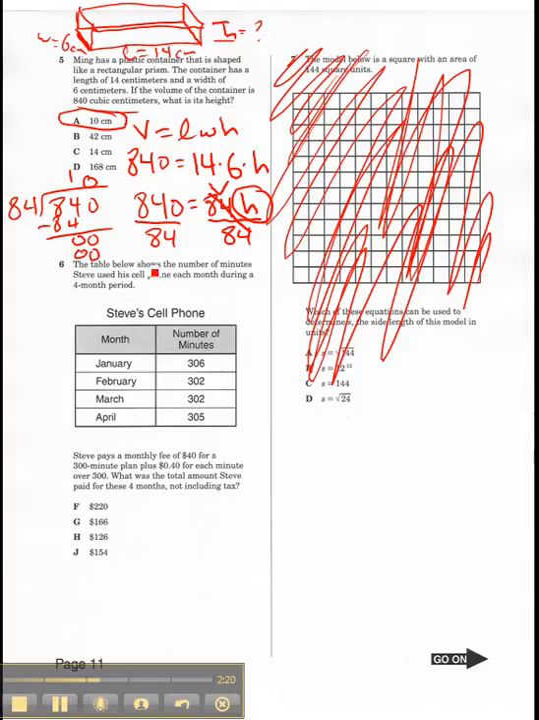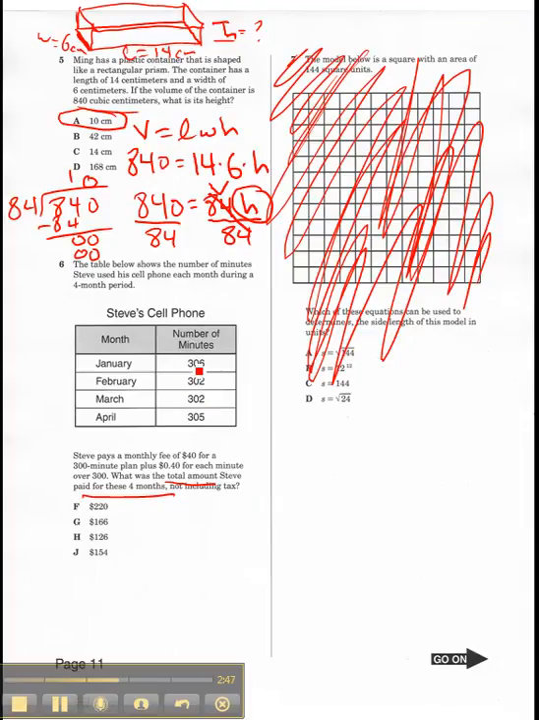Problem 6, the table below shows the number of minutes Steve used his cell phone each month during a 4-month period. So in January he used the cell phone for 306 minutes, February 302 minutes, etc. And then it says Steve pays a monthly fee of $40 for a 300-minute plan plus 40 cents for each minute over 300. What was the total amount Steve paid for these 4 months?